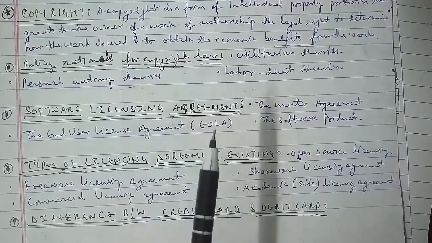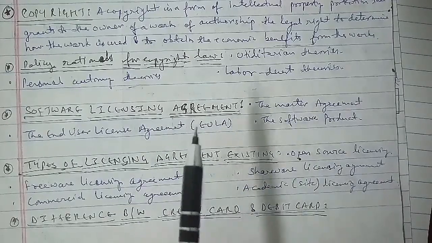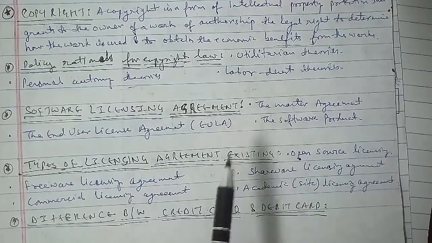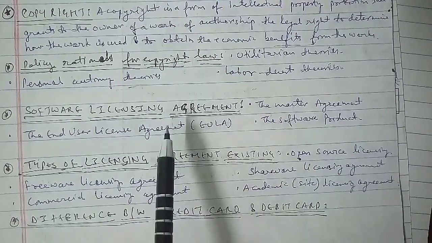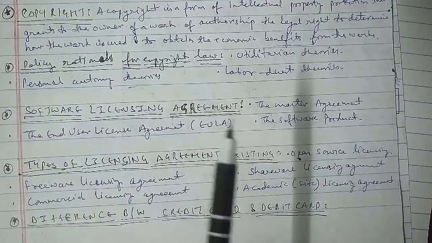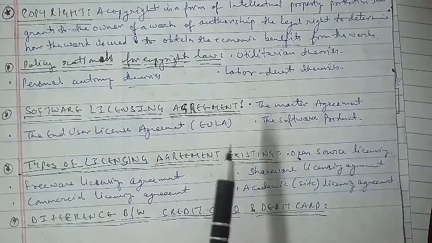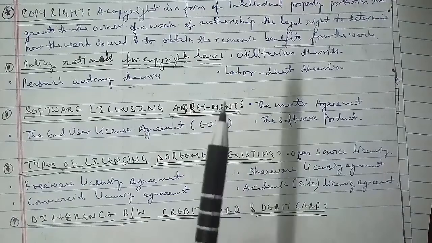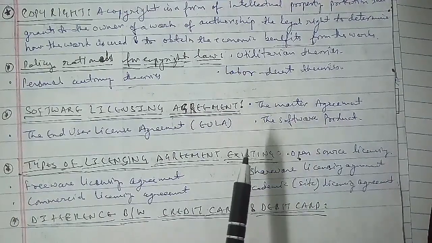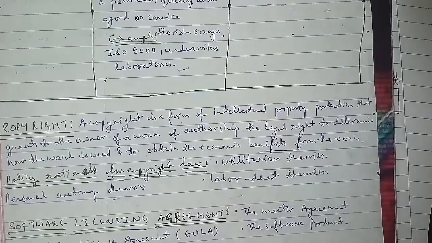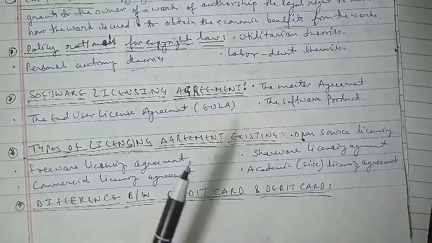Now we'll discuss the software licensing agreement. A software licensing agreement is a legal contract between a software buyer, that is the user, and the software manufacturer, or the manufacturer's reseller. Broadly, a licensing agreement consists of three parts. The first part is the master agreement. The second is the end user license agreement, that is, EULA. The third is the software product here.